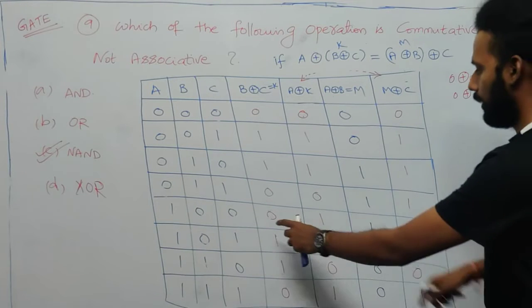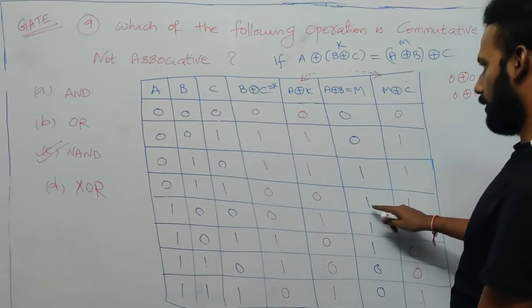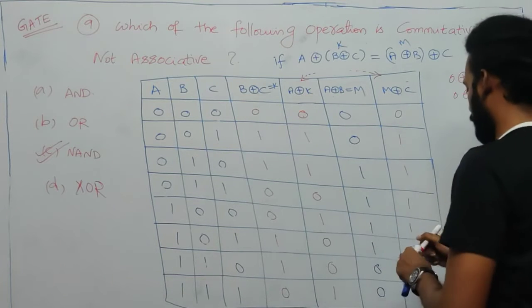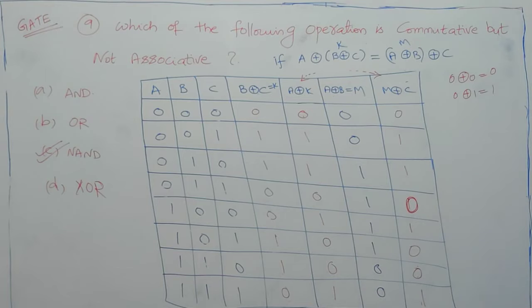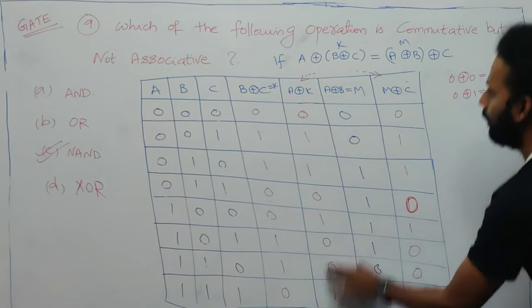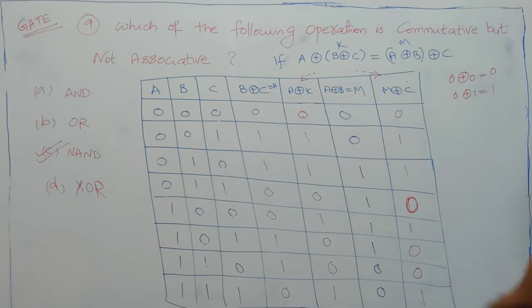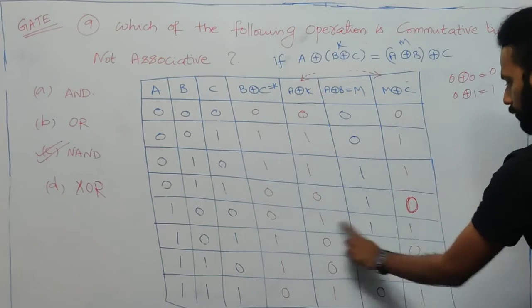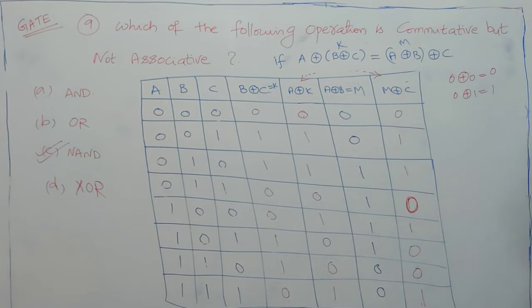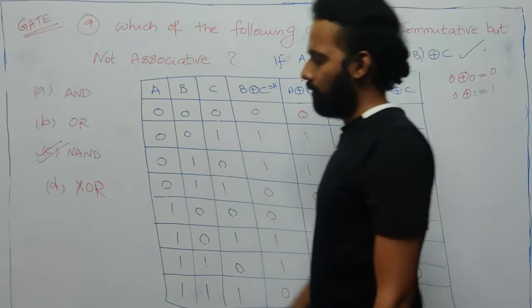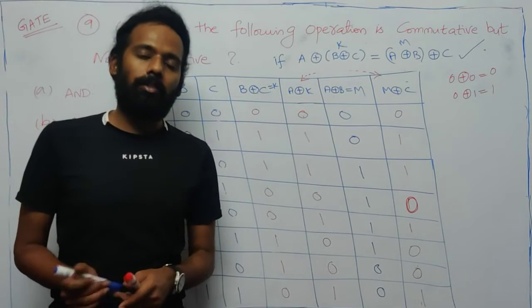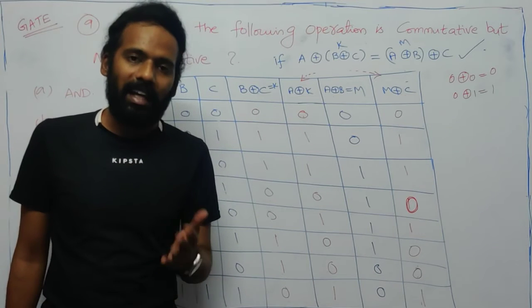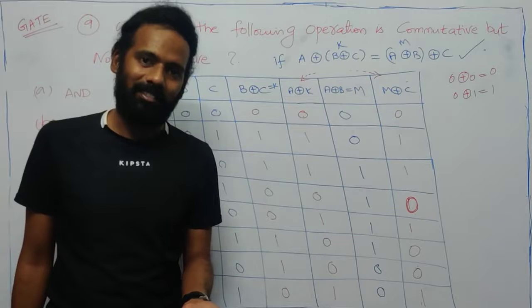Are you getting it? Oh, sorry. Here, M XOR of C. At this input, 1 XOR of 1 is 0. This is 0. Are you getting it? Now you look at the left hand side, you look at the right hand side: 0 0 1 1 1 1 0 0 1 1 0 0 0 0 1 1. Perfectly matching. That means XOR is associative. Similarly, one more exercise I will give you. You can check for XNOR. XNOR is also associative.